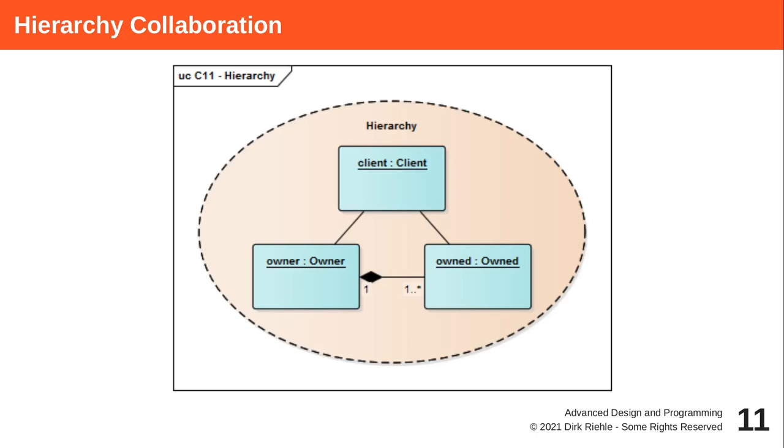Here's a slightly more complex role model or collaboration. It's used for maintaining the hierarchical structure of the folders. Bear with me why I use perhaps these funny names, but you can see there are three roles now, one called client, one called owner, and one called owned. The owner role is that object in the tree which contains the other objects. So it's straightforward, and there's actually no recursion yet.